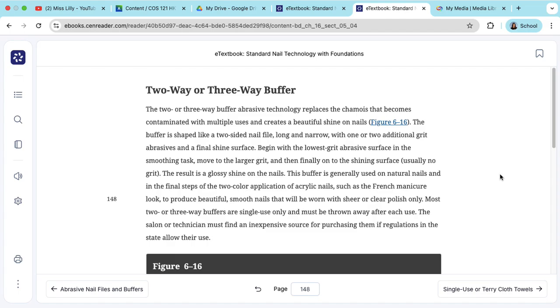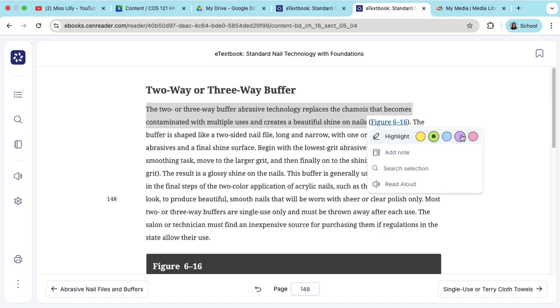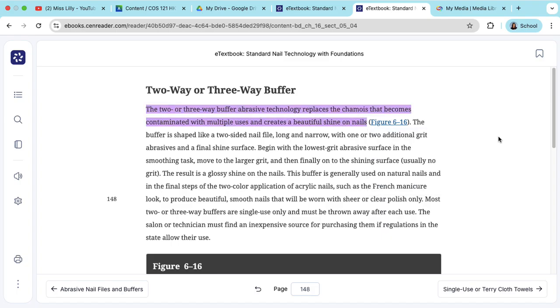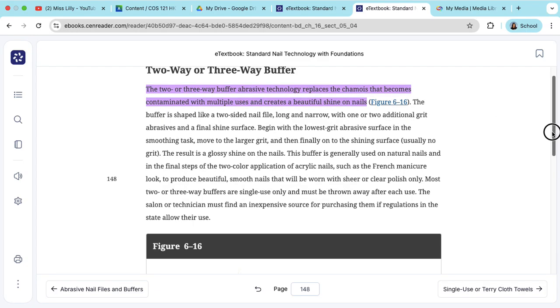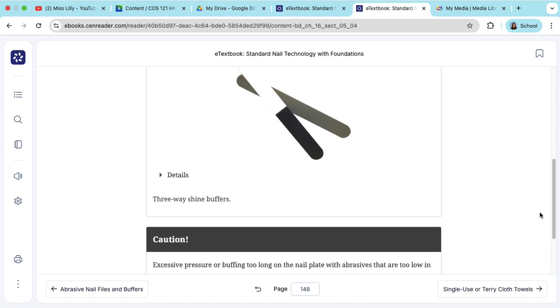Two-way or three-way buffers. This abrasive technology replaces the chamois that becomes contaminated with multiple use and creates a beautiful shine on a nail. So if the person doesn't want nail polish, this is a good recommendation. Or if you're going to do a gentleman's manicure, it is also a good recommendation when they don't want nail polish. That's how they look.